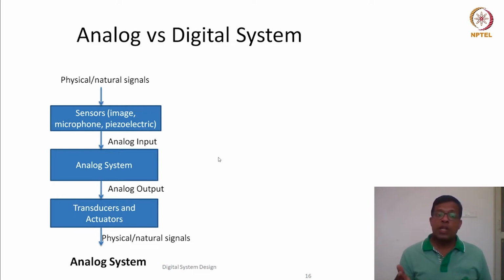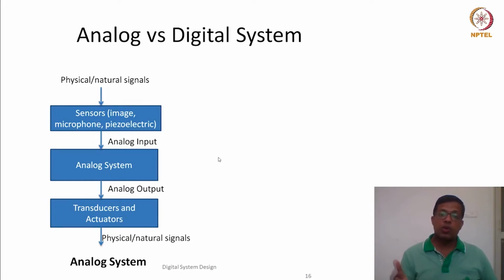You have image sensors, like you might have heard of CMOS sensors, which are present in your mobile phones or in digital cameras. The CMOS sensor will convert the light intensity, even RGB signals of each and every light wavelength, into corresponding electrical signals. Similarly, microphones have a diaphragm kind of structure which converts the sound waves, which are essentially mechanical in nature, into electrical signals.